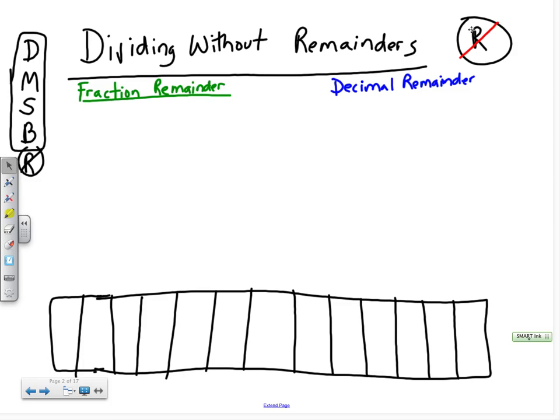We are going to review division of whole numbers without a remainder. So we're going to have our remainder be either a fraction remainder or a decimal remainder. We're in 6th grade, no more remainders. Let's just review the steps to dividing: divide, multiply, subtract, bring down, and then no more remainders.